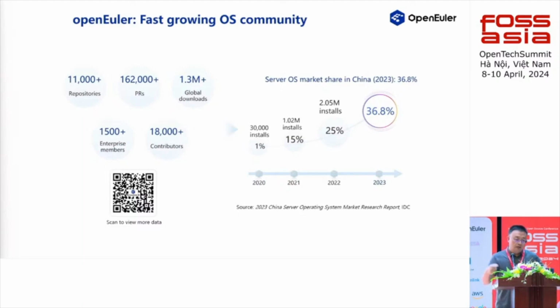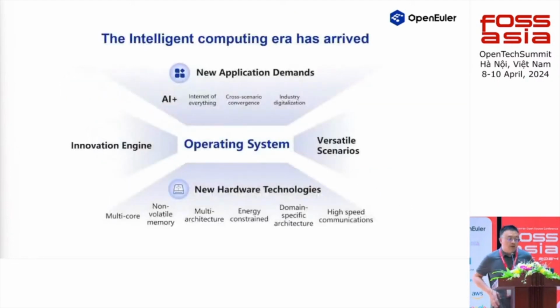And going back to 4 years ago, openEuler had just about 1% market share in the China server operating system market. But at the end of last year, we reached more than 36%. So it's a really fast-growing OS distribution. However, that is not my topic today. My topic today is where shall we go? What are we going to do in the next step?